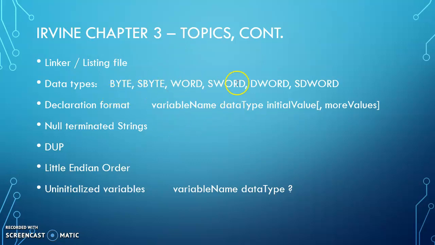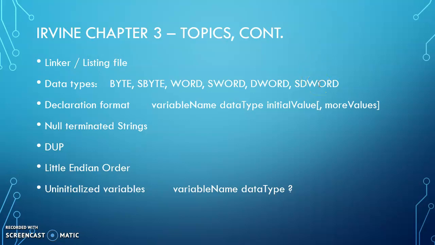Now, the data types we're going to focus on are the ones listed here. These are 8-bit variables, the byte and the SBYTE, and what the S means is signed. So there's unsigned byte and signed byte. There's unsigned word, which is 16 bits, and signed word, which is 16-bit. The unsigned DWORD is 32-bit, and the signed DWORD is also 32-bit.